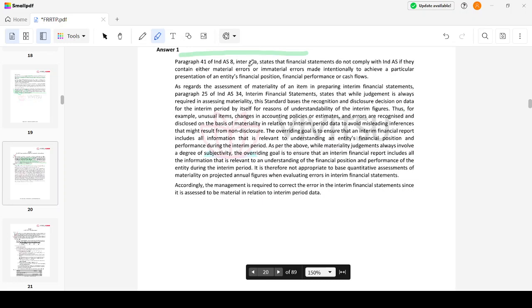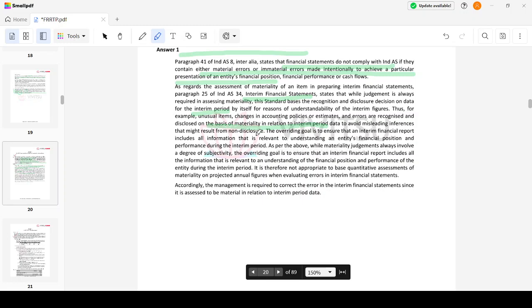Ind AS 1 inter alia states that financial statements do not comply with Ind AS if they contain material errors, or immaterial errors made intentionally to achieve a particular presentation of an entity's financial position, performance, or cash flows. As regards assessment of materiality, Ind AS 34 states that while judgment is always required in assessing materiality, this standard bases the recognition and disclosure decision on the data for the interim period by itself, for reasons of understandability of the interim figures. Thus, for example, unusual items, changes in accounting policies, and errors are recognized and disclosed based on materiality in relation to interim period data to avoid misleading inferences that may result from non-disclosure.